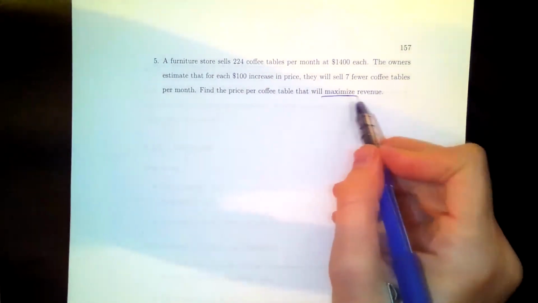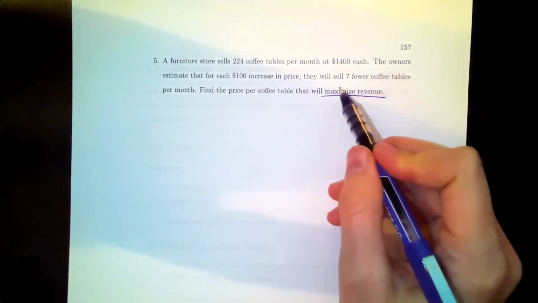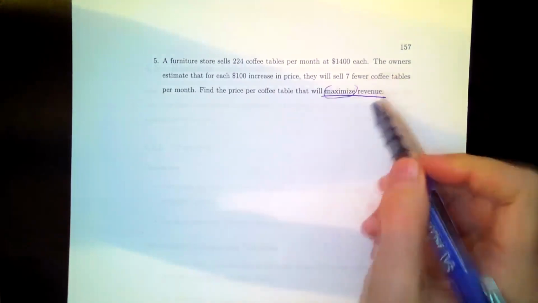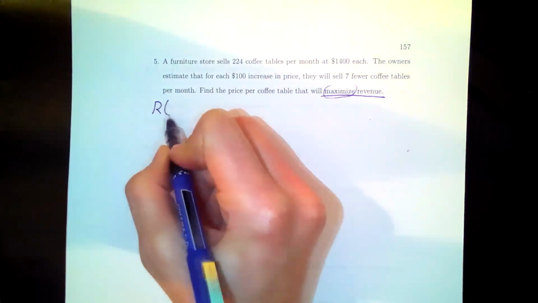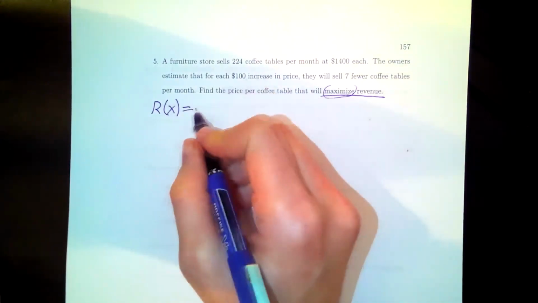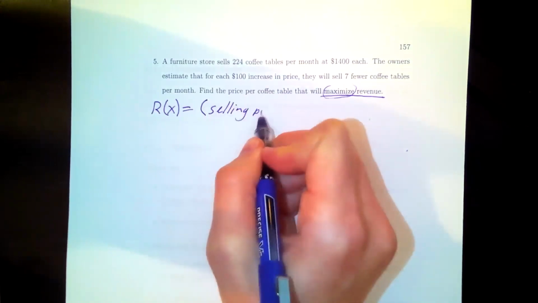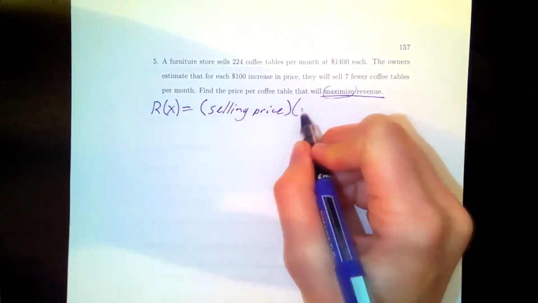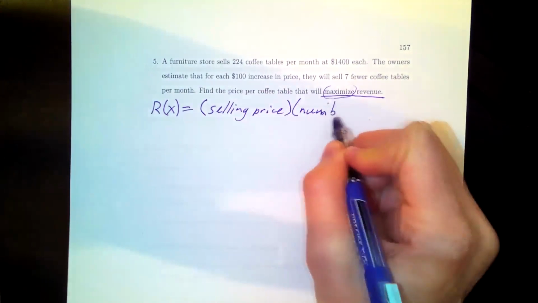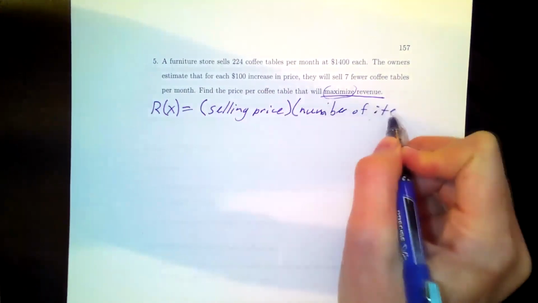Now, when they say maximize revenue, that means they want me to find a critical number of the revenue function, which means I need to build the revenue function somehow. And the revenue function is always given by the selling price times the number of items. We just might have different formulas for what those are.